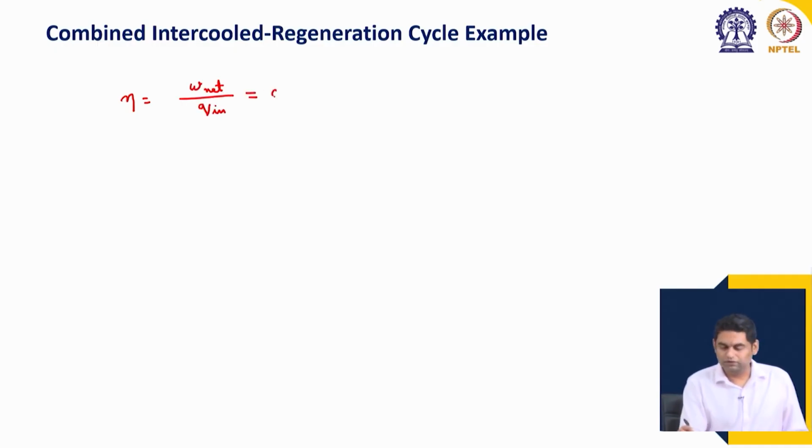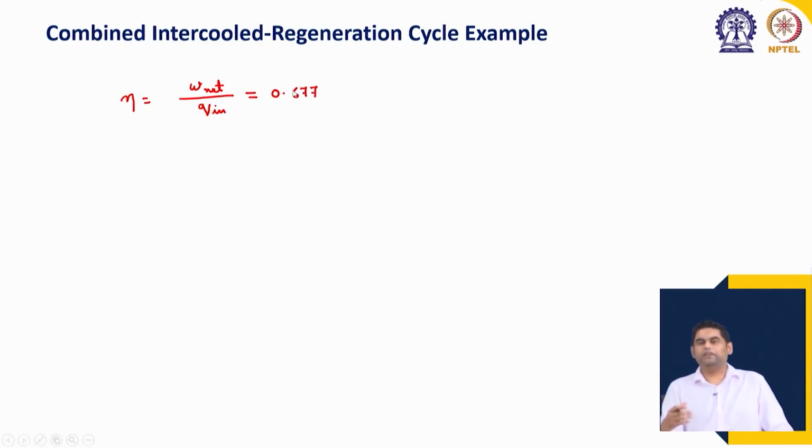So, this comes out to be a very high value of 67.7%. Like I was saying, regeneration and intercooling together are very effective, and as a result we get very high efficiency. We will see that although in all cases the effect of reheat is stronger than intercooling, for this case where we are concerned about the efficiency, intercooling increases the efficiency more as compared to reheating for this regeneration cycle. If I add an intercooler to regeneration, we will get higher efficiency as compared to reheating.